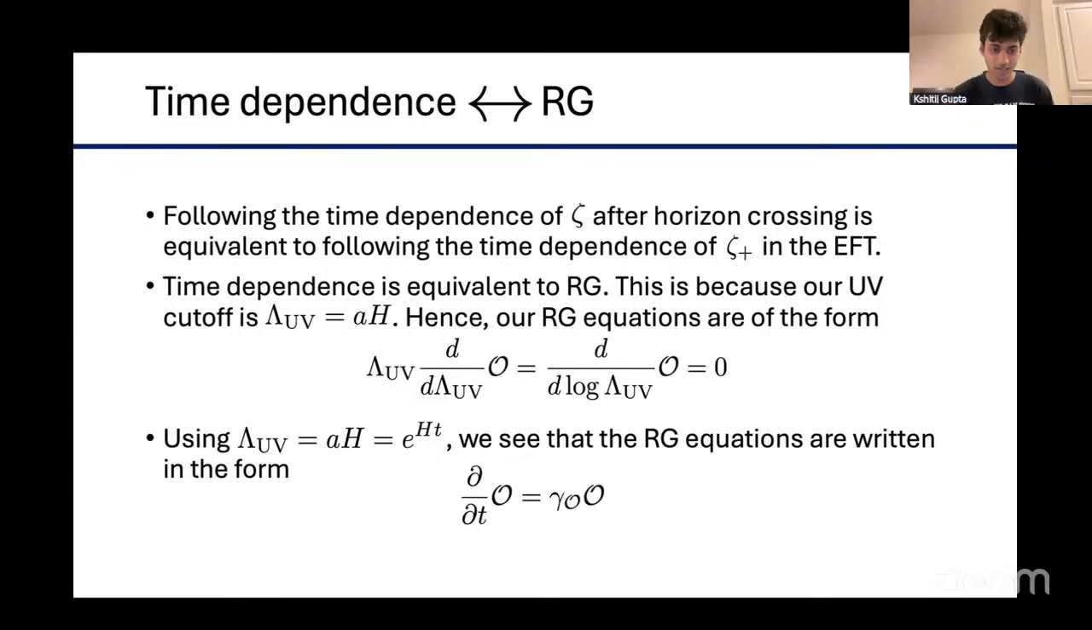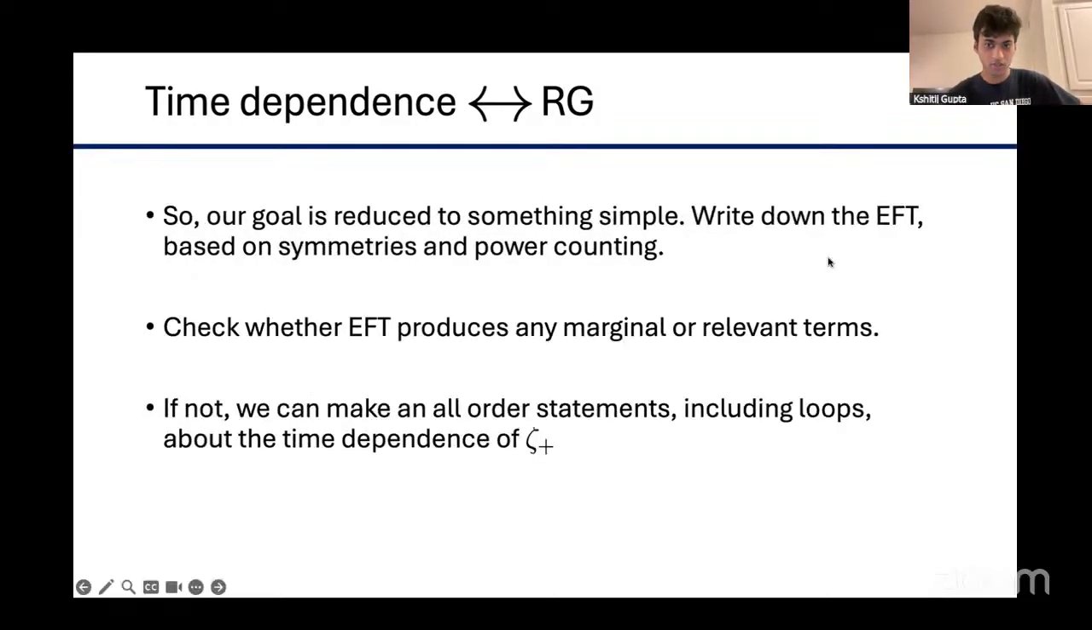We know how to do RG analysis very well from textbook EFTs. So in this EFT, the big picture question that we asked, the time dependence of zeta, just becomes an analysis of RG and marginal, relevant and irrelevant operators. So the goal is simple: write down the EFT based on symmetries and power counting, check whether the EFT produces any marginal or relevant terms, and if not, we can make an all-order statement, including loops, about whether zeta is time dependent or not.